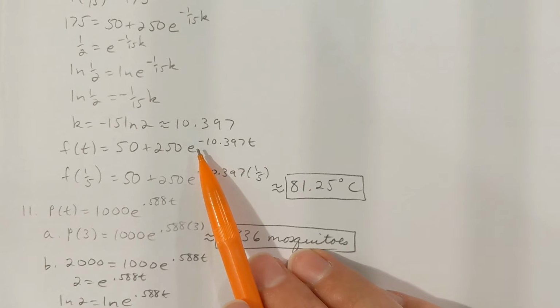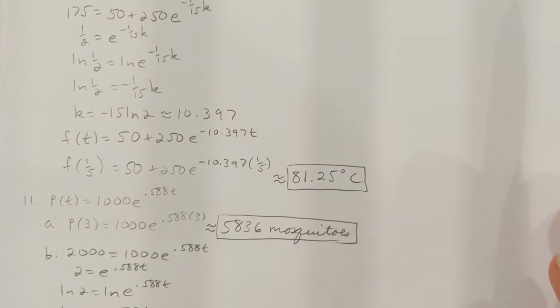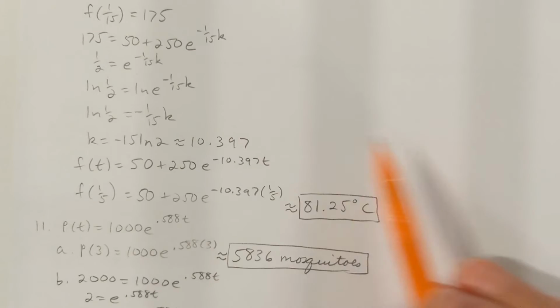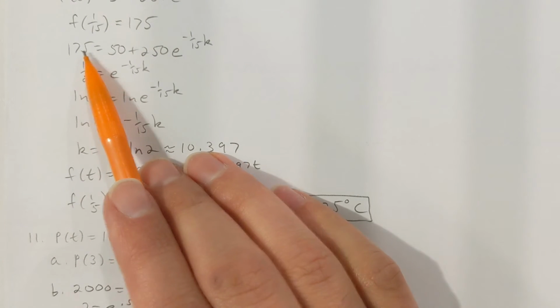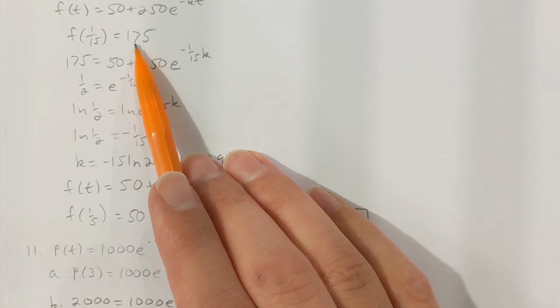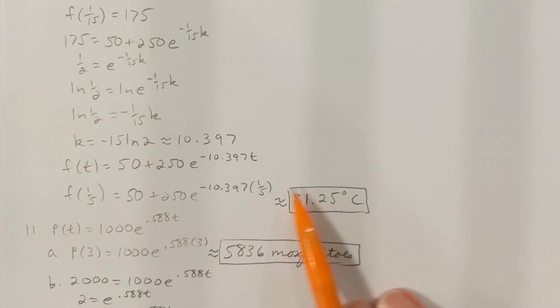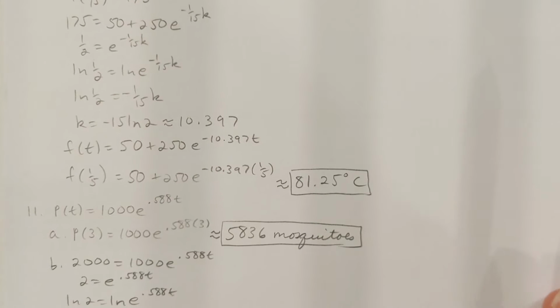Okay. Now that I've got the function specific to this problem, I can know the temperature of the metal at 12 minutes or at any other time. Of course, it's going to be less than 175 degrees Celsius, right? Because at 4 minutes, it's at 175 degrees, and it's going to continue to cool down. So I should expect my answer to be less than 175 here.